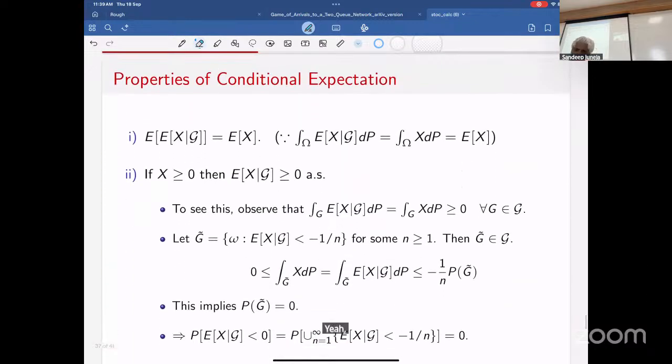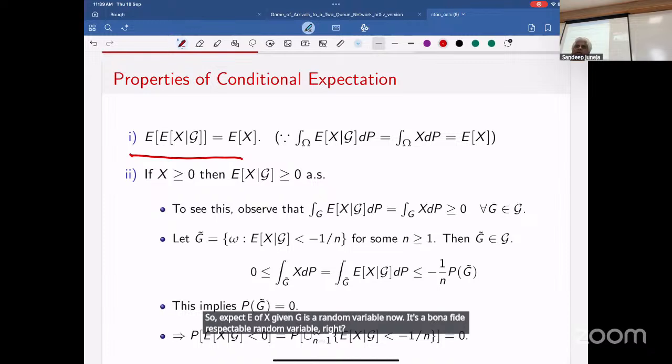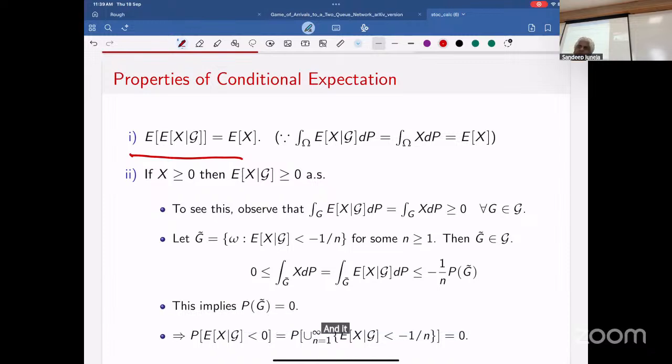Yeah, I'll just say a few things, because I don't want Dhruman to go away and not see this property here. So E of X given G is a random variable now. It's a bona fide respectable random variable, right? And it has an expectation. So the expected value of E of X given G is equal to the expected value of X. Can you see why that's the case?